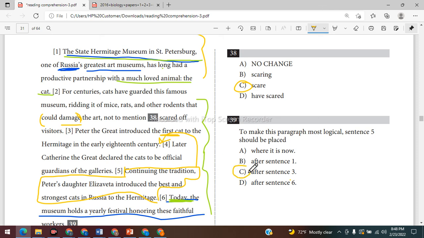You have to be paying attention though, because this is better since it says "continuing the tradition." What tradition? Bringing the cats into the place, because that's what Peter did. Peter the Great brought the first cat in, and she continued the tradition and brought more. Sentence 4 isn't really good, because it says Catherine declared the cats to be the official guardians of the galleries, but that's not continuing any tradition. So sentence 5 is supposed to be up top here. Okay.